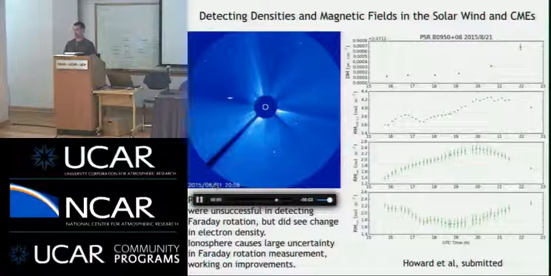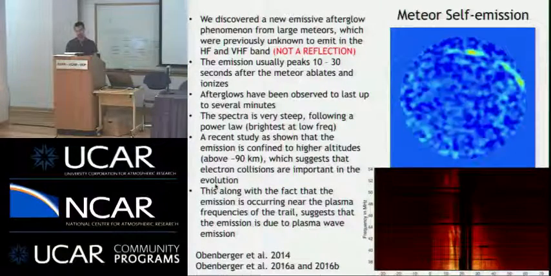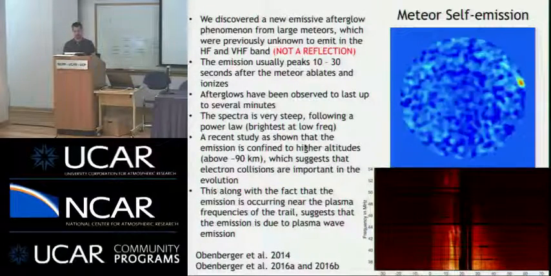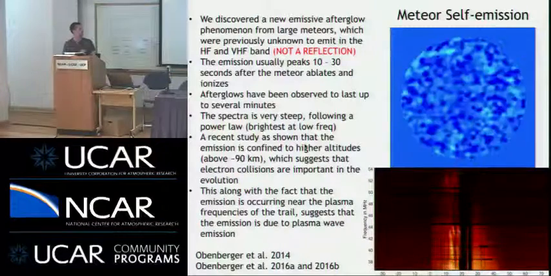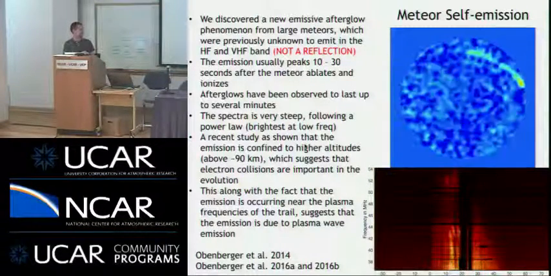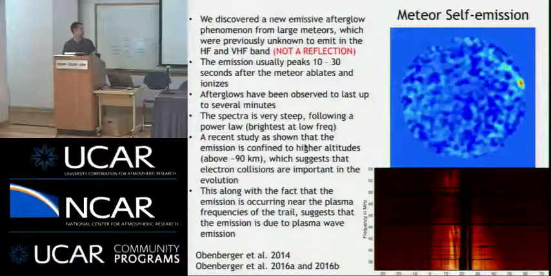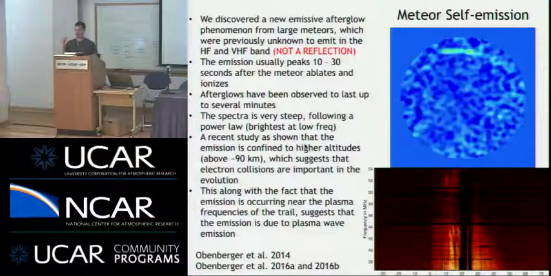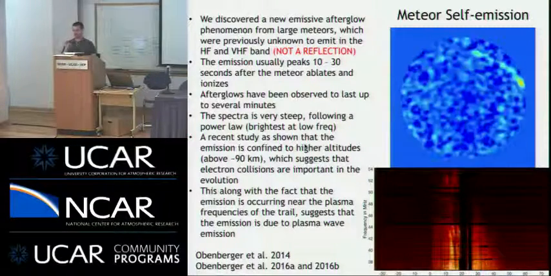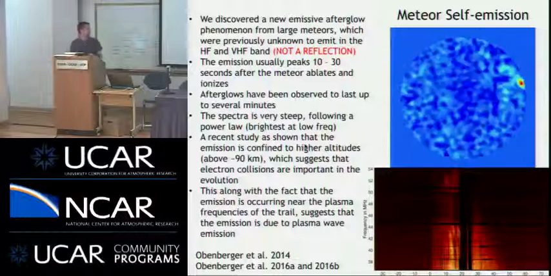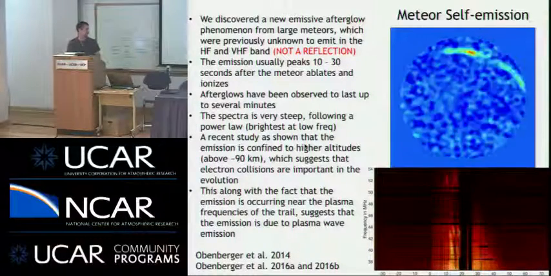So we do think that this is us actually seeing change in electron density due to the CME. Another thing that we've done uses the all sky imaging. So this is the TBN. We have recently detected emission from meteors high in the atmosphere, and not reflections. So this shows a spectrum from one of these.